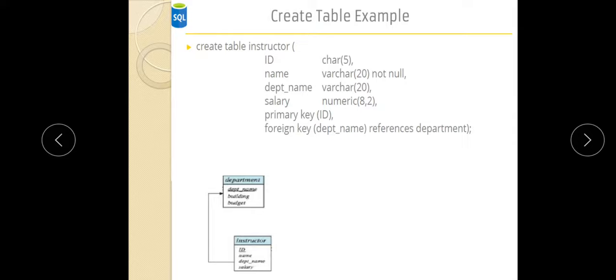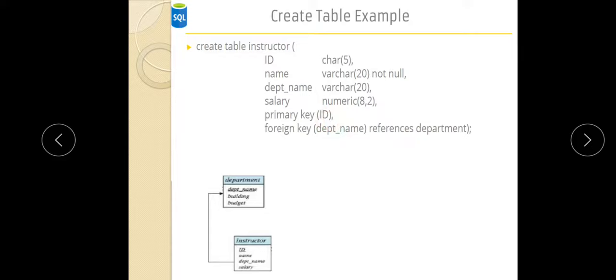Now we have to set the id. Here the primary key is id. It is underlined in the schema itself, so it is understood that id is the primary key. So I will set primary key, bracket, id. Inside the bracket I will write id.